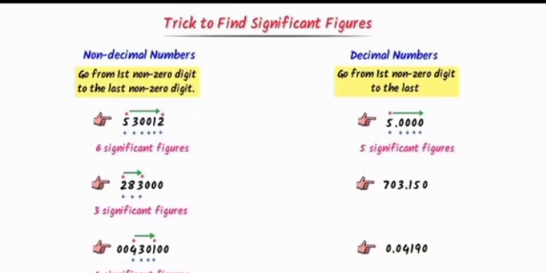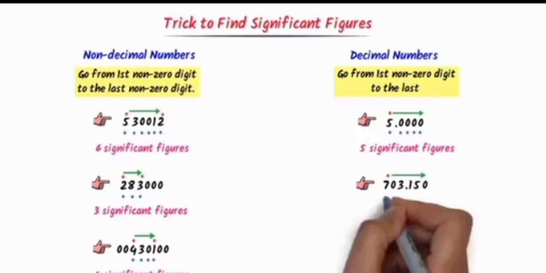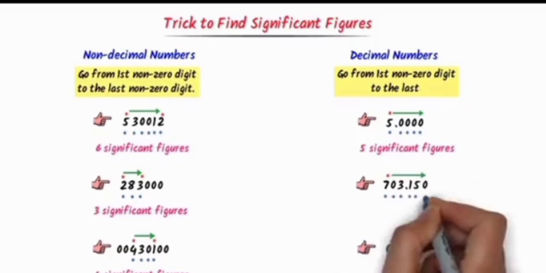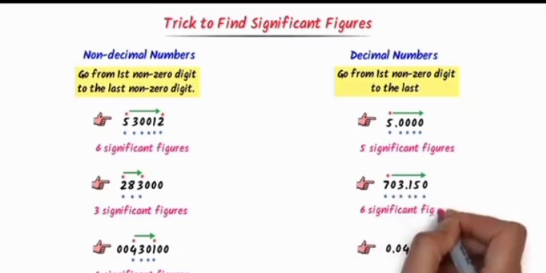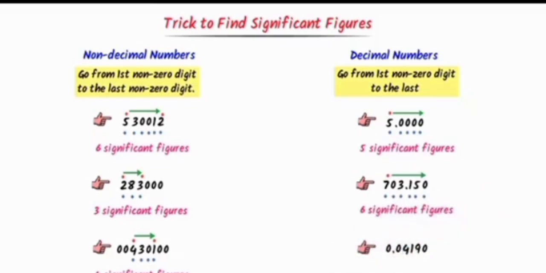In case of the second number, the first non-zero digit is 7. I go from 7 to the last. I count them. 1, 2, 3, 4, 5, 6. So there are 6 significant figures present in it.